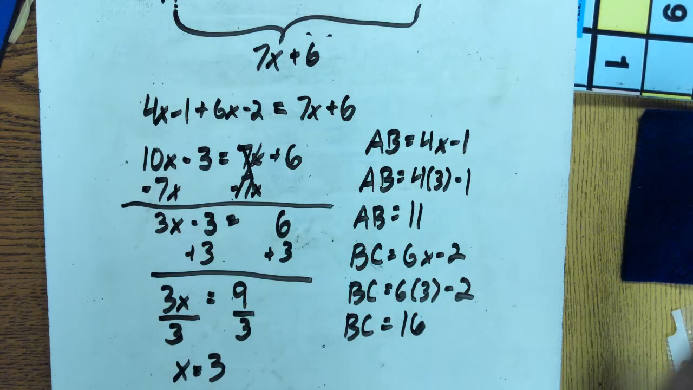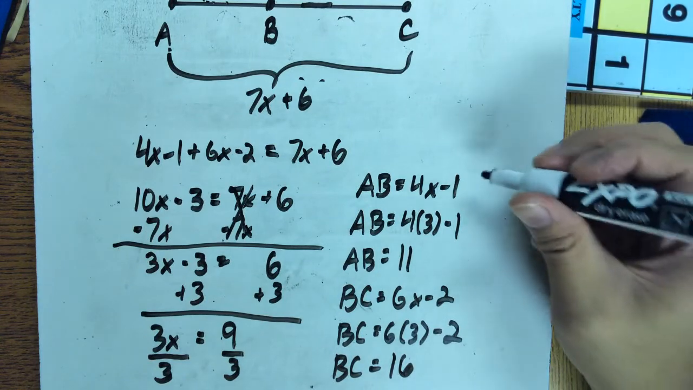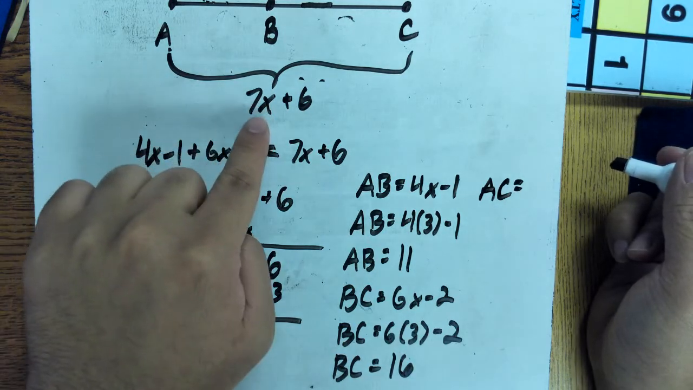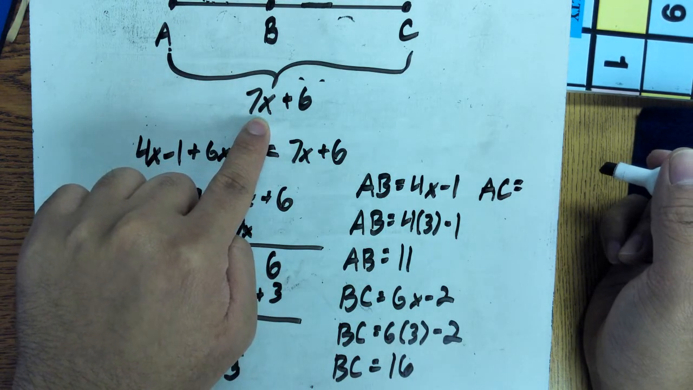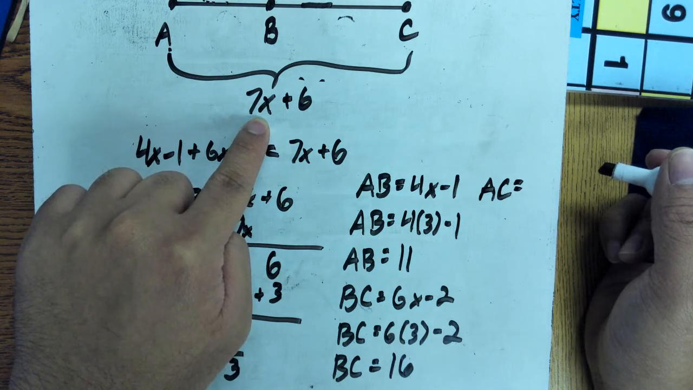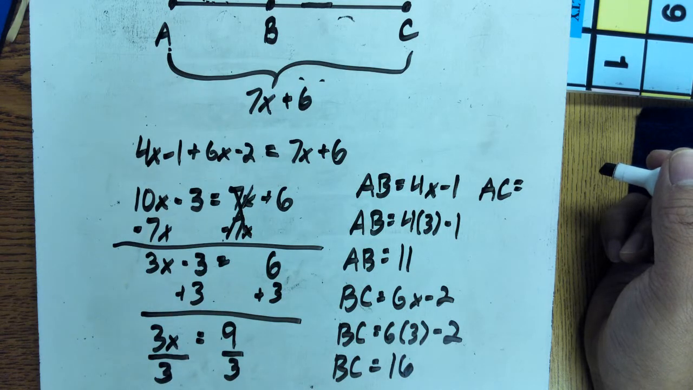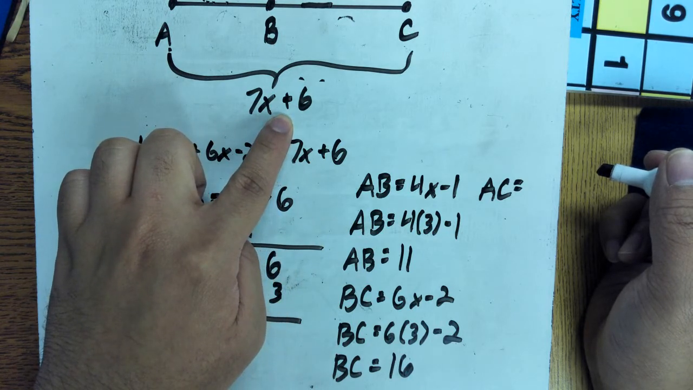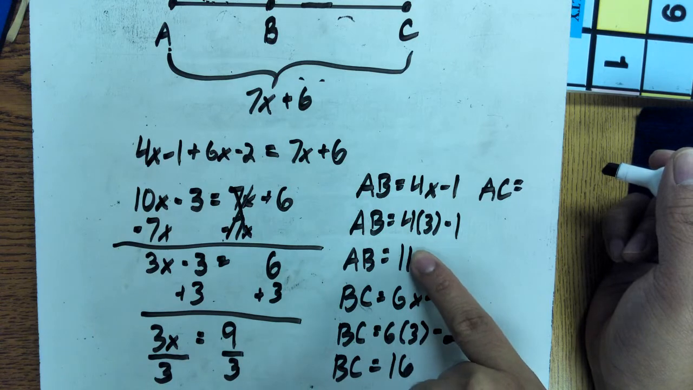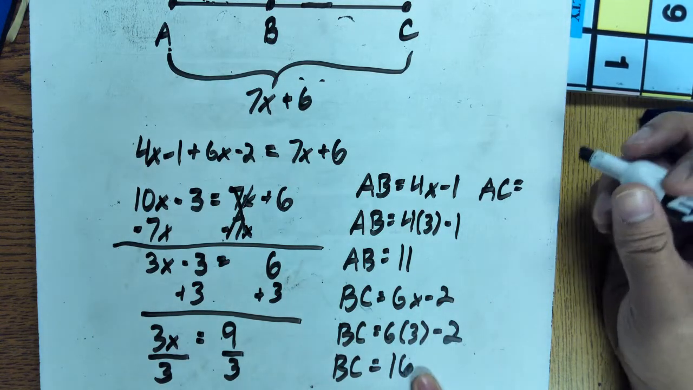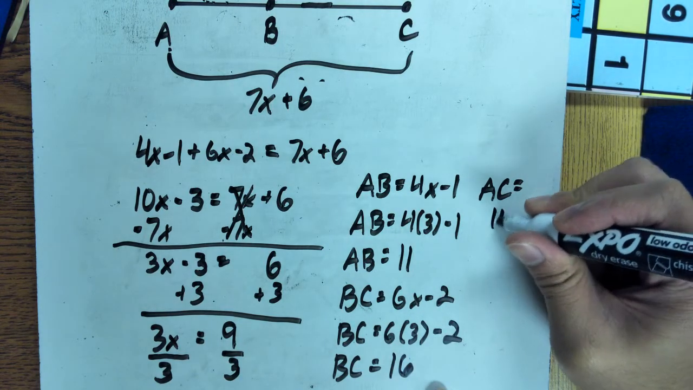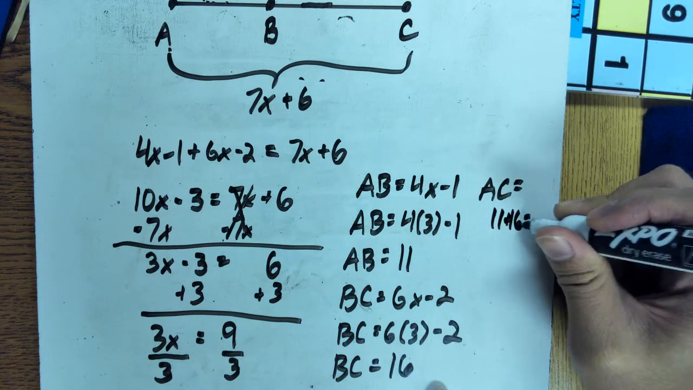Alright. And then last, let's go ahead and find AC. AC, at this point, you have two ways to do it. You can most certainly plug 3 in there to get 7 times 3, 21, plus 6, I'm sorry, 7 times 3, 21 plus 6, 27. Or, we know what AB is, we also know what BC is. Segment addition tells me if I combine AB with BC, that also equals AC. So I can do 11 plus 16 to get me that 27.